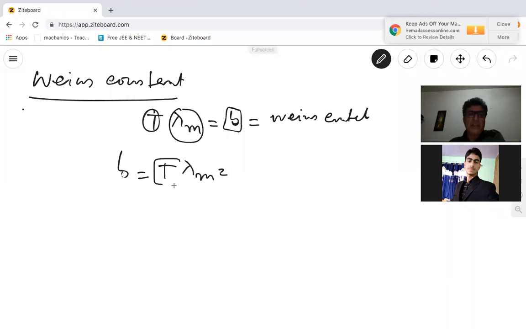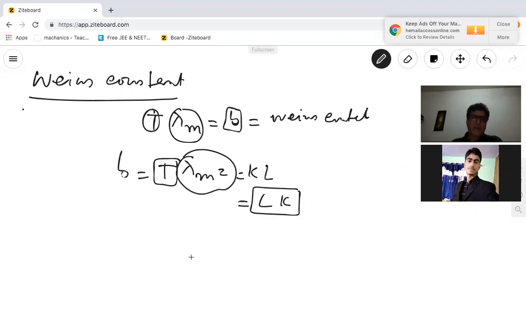T is temperature, that is Kelvin. Lambda max is nothing but wavelength, that is L. So L K, that is the answer, or L^1 K^1, that you can also write. It is Kelvin, it is length. That's all. Now I want to give you some assignment here, and you try to do that at your own place.